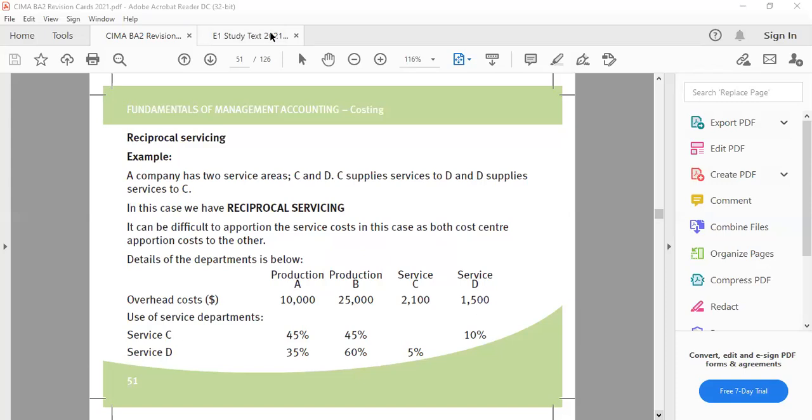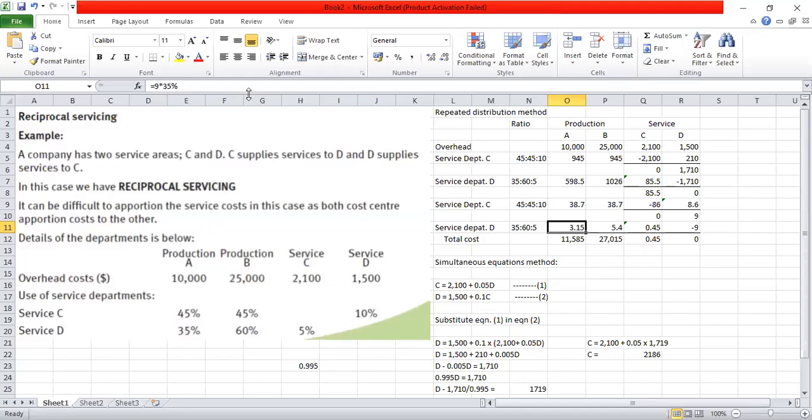There are various methods in which we... You're able to see the screen, no? Excel screen? Yes, ma'am.